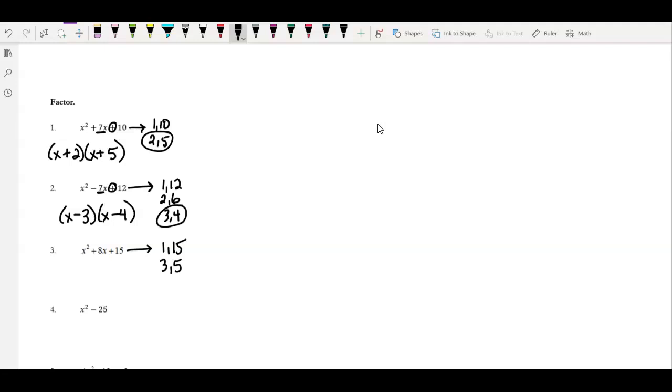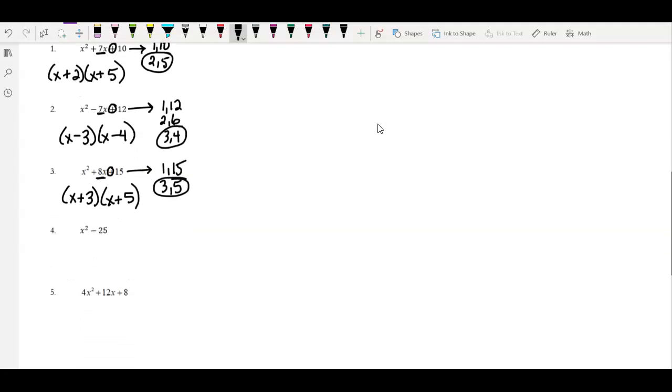Well, 3 and 5 are close to each other. I'm adding to get an 8. And so it has to be 3 and 5. So x with a 3, x with a 5. And the only way you can get a positive 8 is if they're both positive.